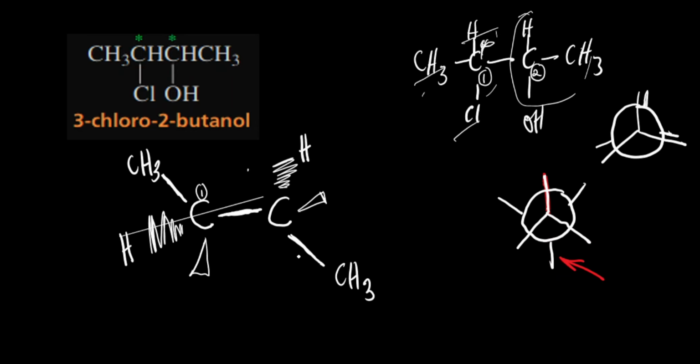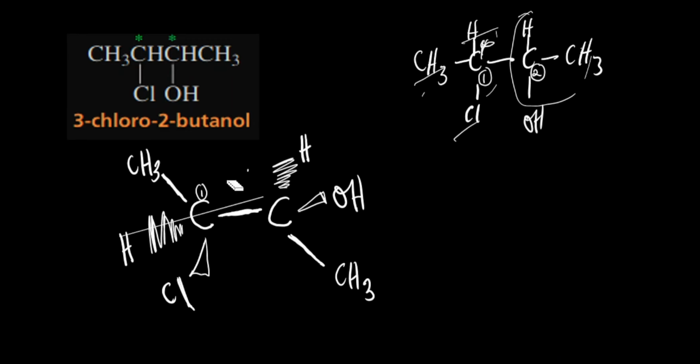Okay, for the staggered conformation, we're left with just two bonds, so we would attach the hydroxyl group here and the chlorine here. Okay, now having been given this, a mirror image, let's first of all determine the configuration of this compound.